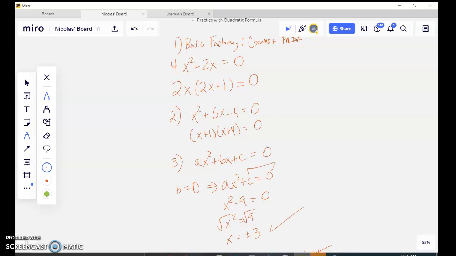You just move c to the other side, and if there's an a, then you just divide both sides by a, and you take the square root. So those are pretty straightforward. That's the case where b is equal to 0.